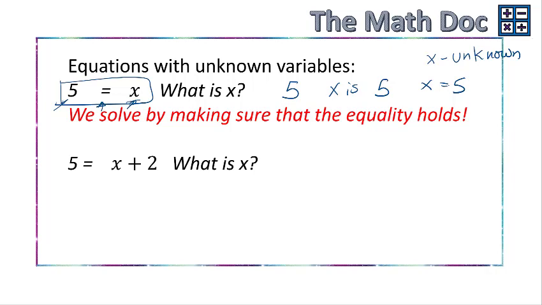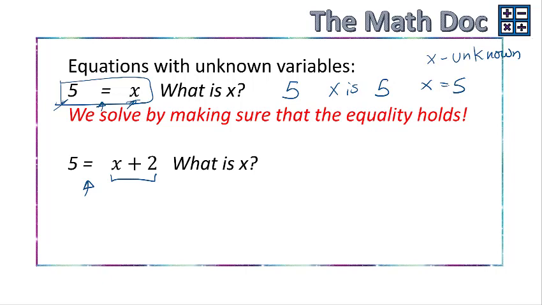Well, what about this following example? 5 equals x plus 2. Here too we can ask, what is x? If x is 3, we'll get the right answer, right? But we can say, oh, x is 7. X is a variable. It can be any number. That's true. But if we want this equality to hold, we have to make sure that x plus 2 is exactly 5.